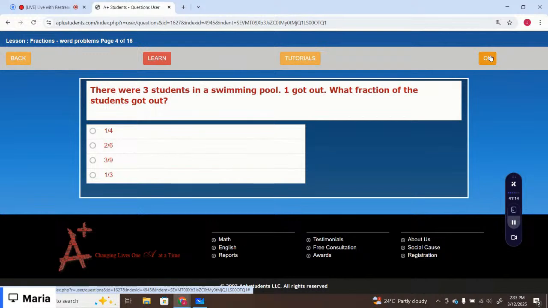There were 3 students in a swimming pool, one got out. What fraction of the students got out? It's 1 out of 3. The last option is the correct option.